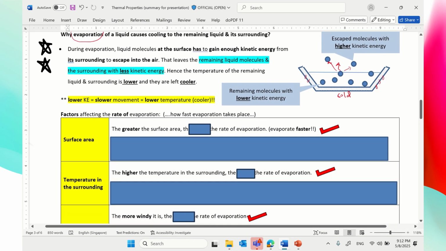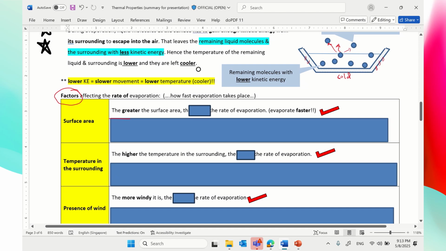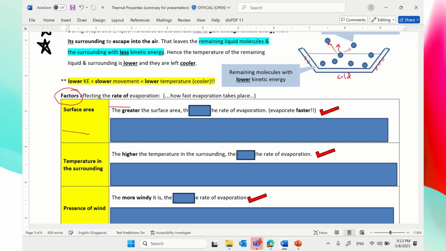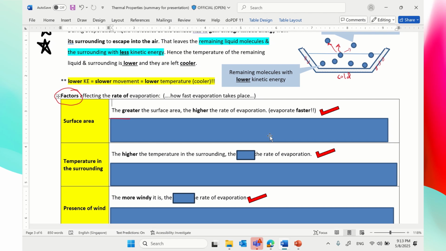Now, talking about rate of evaporation, there are a few factors affecting it. First, the surface area. The larger the surface area, the higher the rate of evaporation. That's why when you hang your clothes outside in the hot sun, you want to spread them out, because by spreading out your wet clothes, you allow more water molecules to gather at the surface, and that will increase the rate of evaporation.